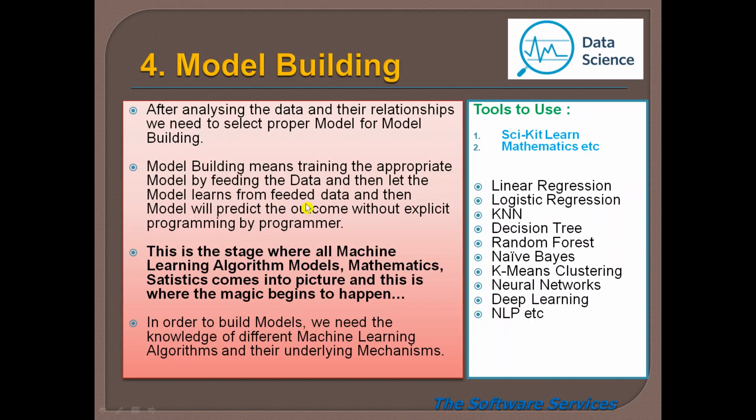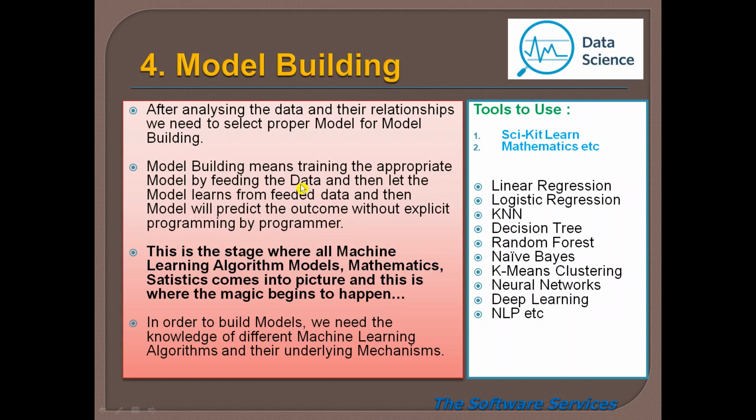So this is where the interesting topic comes into the picture. How does the model learn? It is the magic, friends. It is the magic of mathematics, statistics, and all those algorithms, friends. By feeding the data, the model takes up all this data, and then it learns the things about the data which we feed to it. And then the model will predict the outcome. So what will the model do? It will predict the outcome.